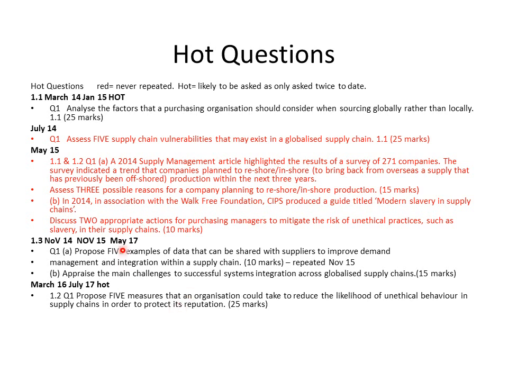The one I think will probably come up is 1.3, which would be its fourth outing, but 1.3 is due to come up by rotation, and that is 5 examples of data that can be shared and discuss the challenges to successful systems integration. And finally, a 1.2 question that's only been asked twice, and that's 5 measures that a company should take to reduce the likelihood of unethical behaviour in supply chains. That said, 1.2 has been asked the last twice, so I think that's unlikely. It's only included because it's only been examined twice previously.